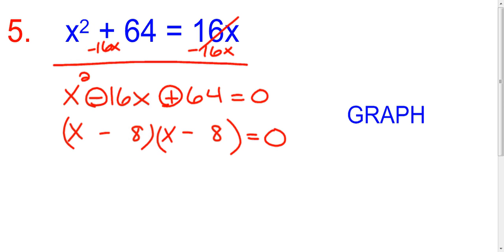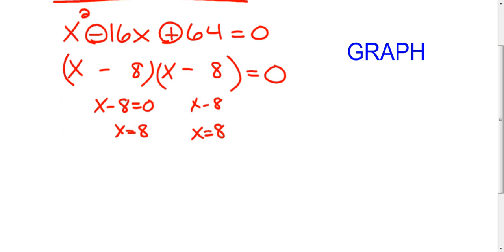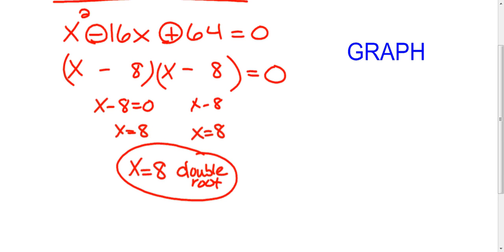Notice that I have the same thing in both parentheses, so when I go to solve this one, I will get x equals 8, and when I go to solve this one, I get x equals 8. We typically don't list it twice. What we do instead is we say this. Since it's listed twice, we say x equals 8, and then we write double root behind it. If you want to abbreviate that as dr, that's totally fine. I know what that means, but it means that you have x equals 8 double root.